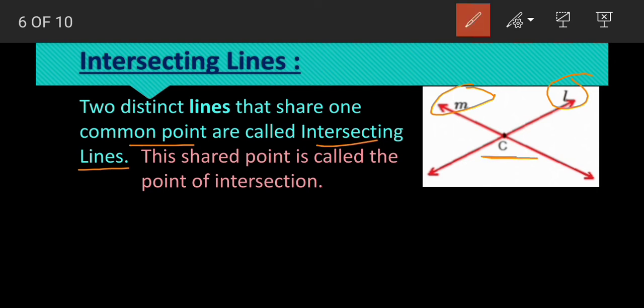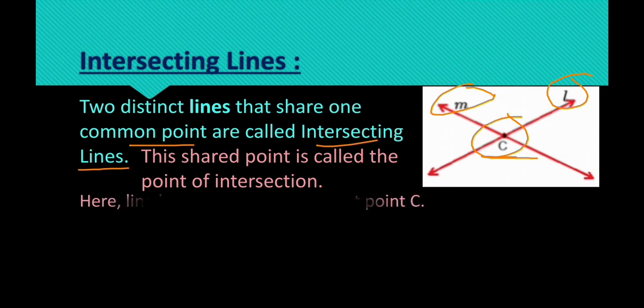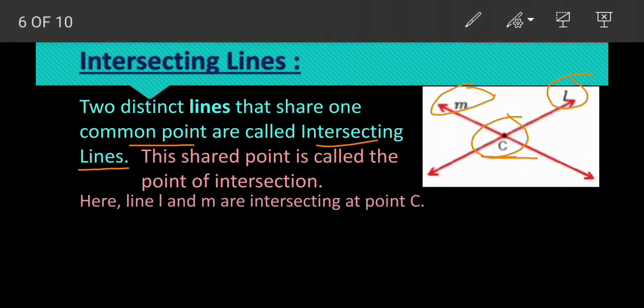Here the common point is C and we can say that this joining is known as the point of intersection, or we can say the common point. Here we have formed using two lines, that is L and N, and the intersecting point is C.